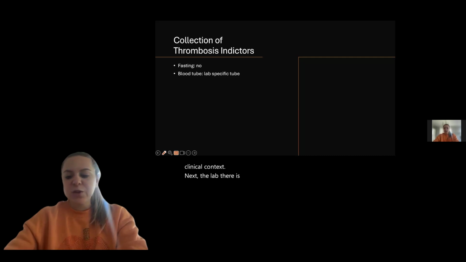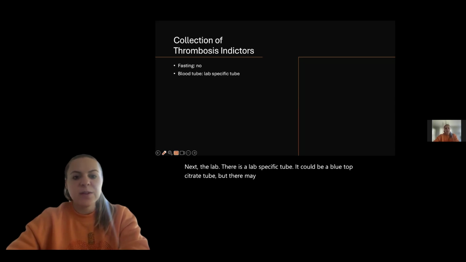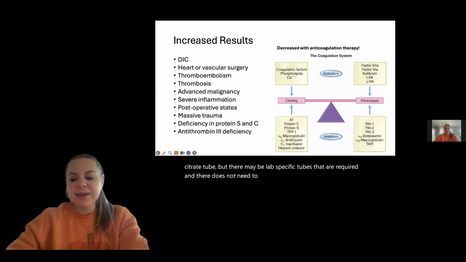There is a lab specific tube. It could be a blue top citrate tube, but there may be lab specific tubes that are required, and there does not need to be fasting.